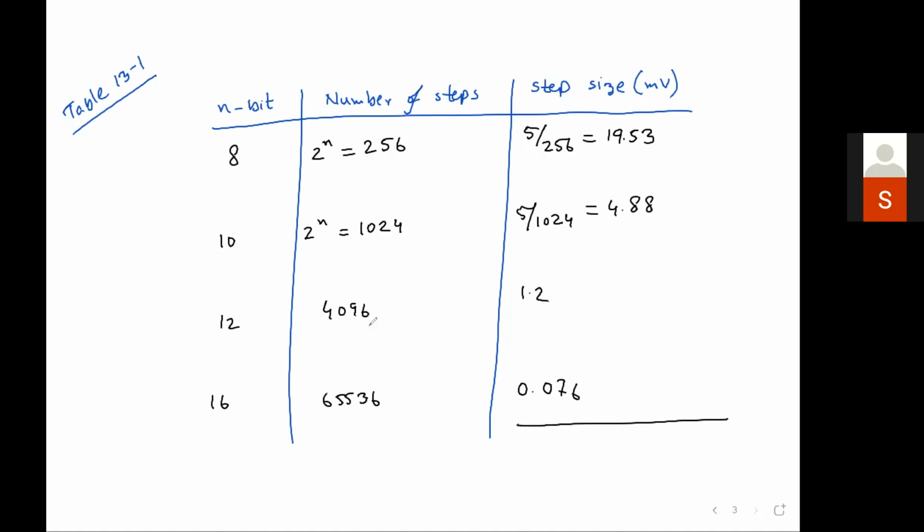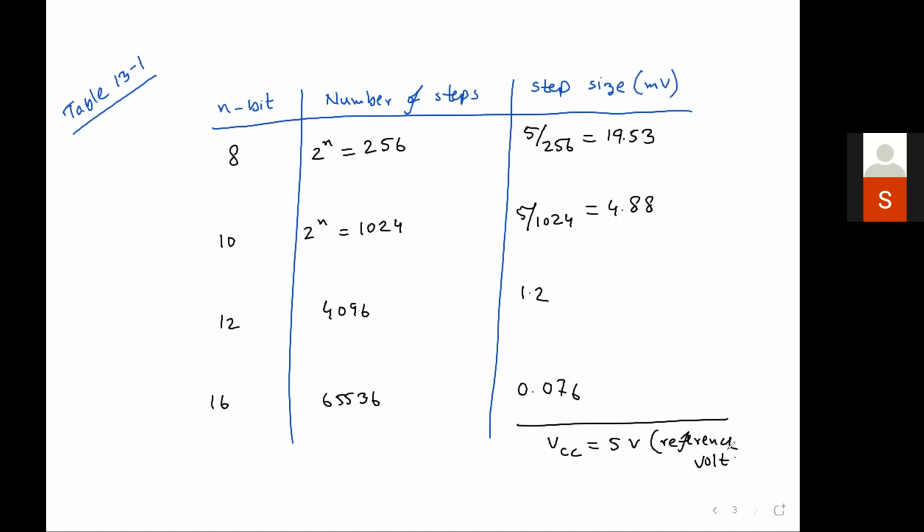Now, there should be one question. The first column and second column are pretty straightforward to understand. In the third column, the denominator is understood, but why are we using 5 as the numerator? Okay, so that is the question. The answer over here is we have connected the VCC to 5 volt, and this works as our reference voltage.